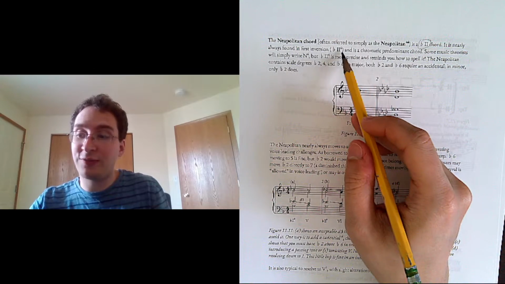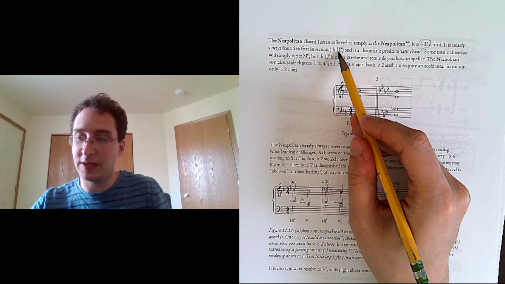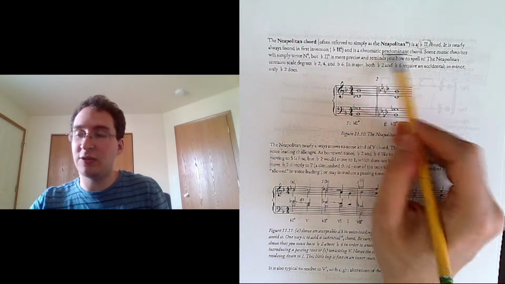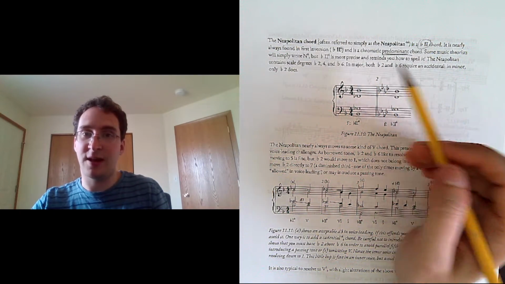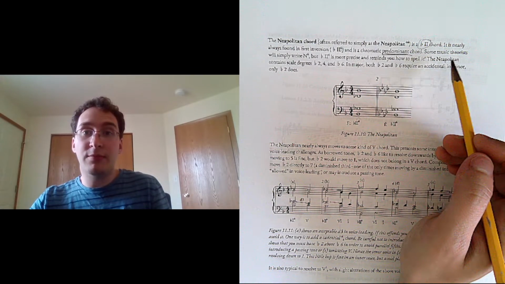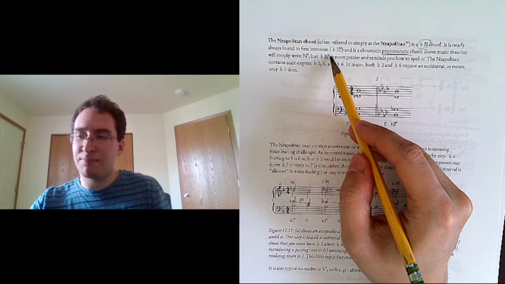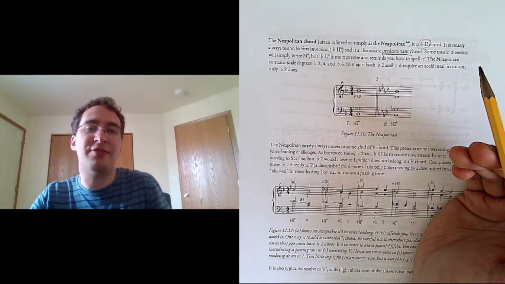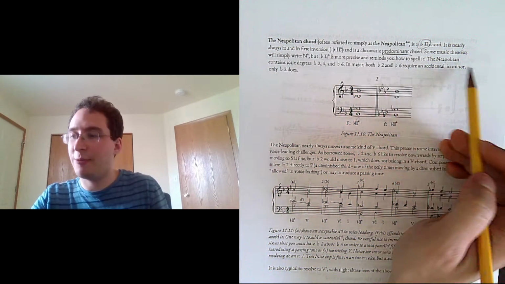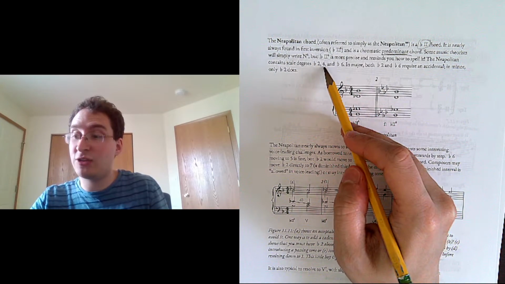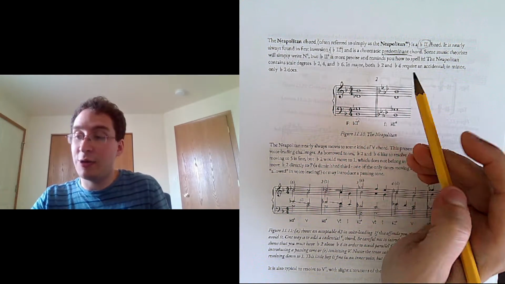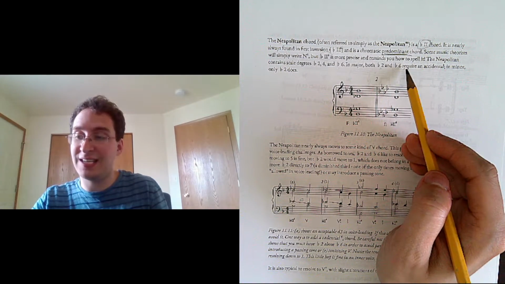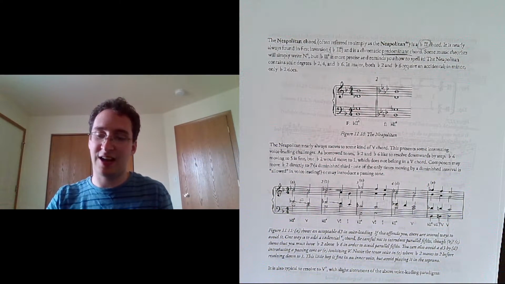It's nearly always found in the first inversion, so with the 6, and is a chromatic predominant chord. So in your basic phrase model, it's going to be PD. Some music theorists simply write N6, but I prefer writing out flat 2-6 because it's more precise and it reminds you how to spell it, which is what I care about. Neapolitan contains flat 2, 4, and flat 6. So in major, both flat 2 and flat 6 require an accidental. In minor, flat 6 is already in the key signature, so only flat 2 requires an accidental.